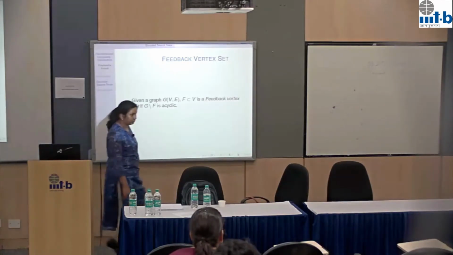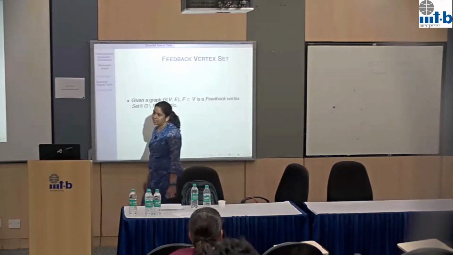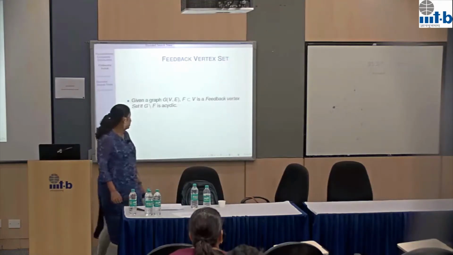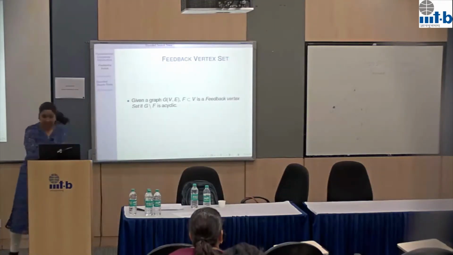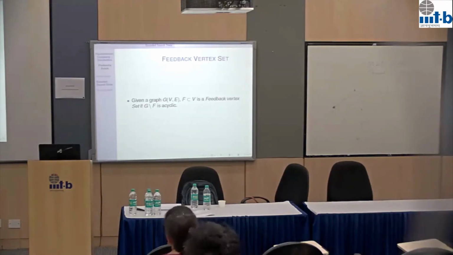Okay? Okay. So let's go to the next problem. Feedback vertex set problem. So this is the definition. Given a graph, a feedback vertex set is a subset of vertices such that if you remove those vertices, the graph becomes acyclic.